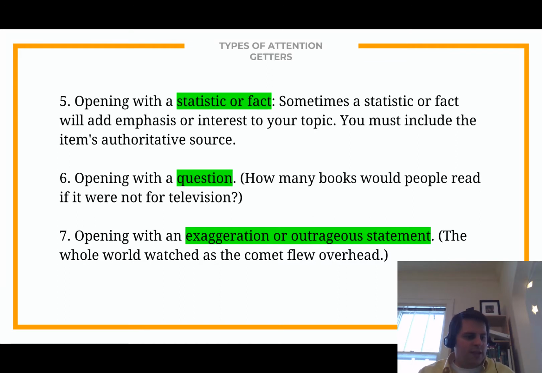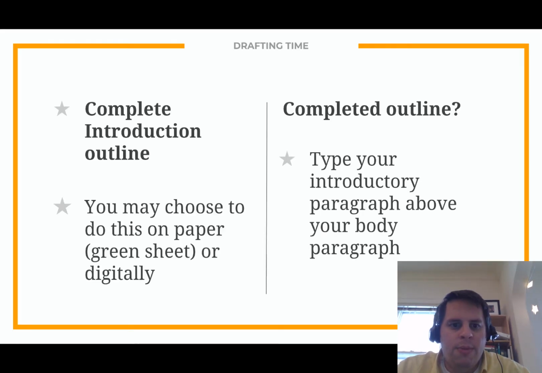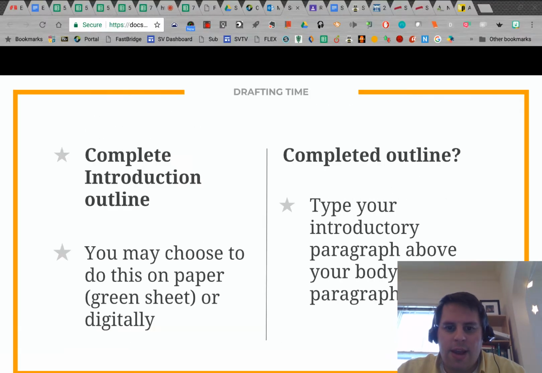I just wanted to kind of get you started on this and give you some ideas for how to write your introduction. For today, we'll be completing that introduction outline. You can choose to do that on the green sheet or do that on the document from Google Classroom. If you've completed that, type up your introductory paragraph above your body paragraph on that same document, and we're just moving a little further along. Next, we'll talk about conclusions, and we'll talk about some other things to consider for a final draft. That's today. Get to work.